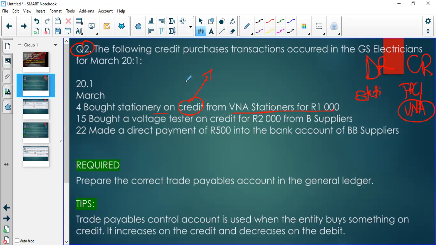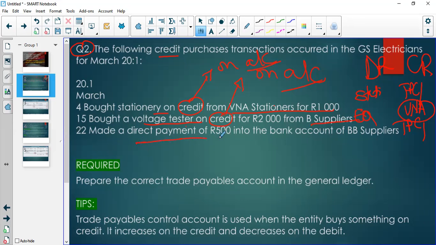Right. So we are careful to distinguish between things that we buy on credit and things that we buy for cash. Only credit transactions will be recorded. Only things that affect the credit transactions. So we bought a voltage tester on credit. On credit or on account is the same thing, right? So this is a voltage tester, so it's not inventory. We're going to debit voltage tester. That's equipment, right? We're going to credit trade payables control, also the name of BB Suppliers.